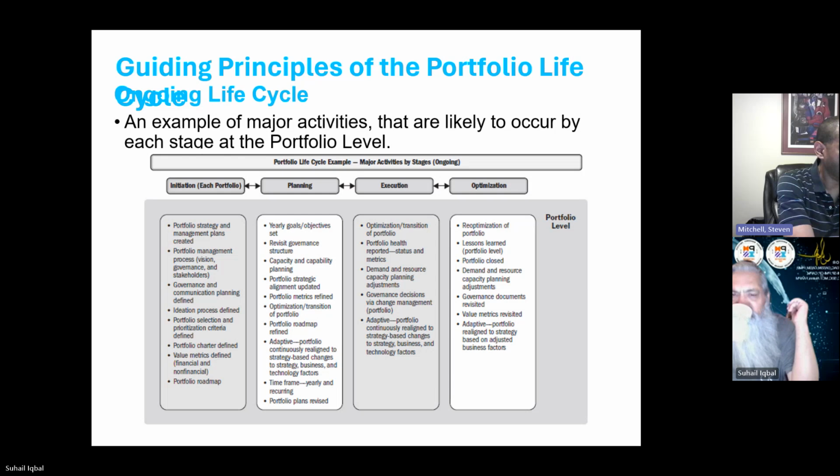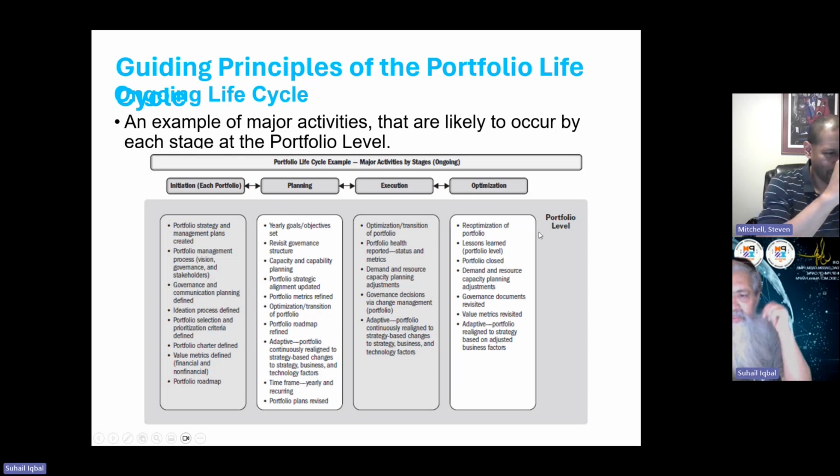So there's two things in both execution and optimization. They're side by side. They say demand and resource capacity planning adjustments. It's in both areas. So as I said before, I have to make sure I clearly understand which section I'm in to understand the questions. This is the same wording in both sections, so that's intentionally meant to throw me off.